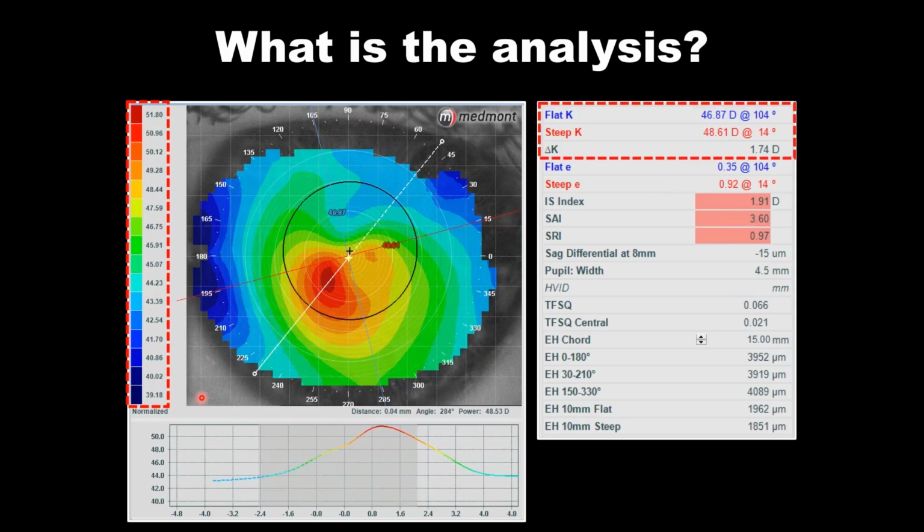Now, what else could we look at? Of course, the K readings. Here we see the flat K, about 47 diopters. So we're looking at a very steep cornea. That could very much be indication that this is a true diseased eye.